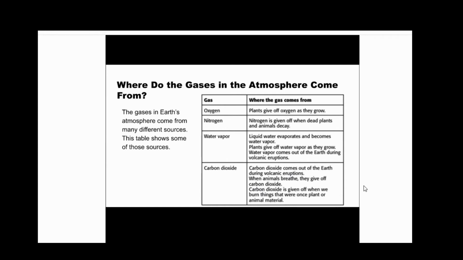If you have something like a volcanic eruption, it comes from when animals breathe, we give off carbon dioxide. It's also given off when we burn things that were organic at one time. So they came from plant or animal materials, decaying, dead, whatever. They were once a living organism. And that's going to be things like fossil fuels, coal, oil, even natural gas. We continuously burn these fossil fuels, and as we do that, we release carbon dioxide into the atmosphere.